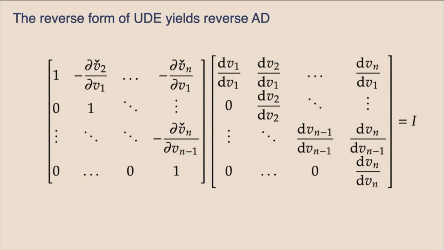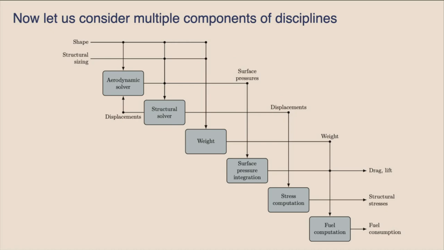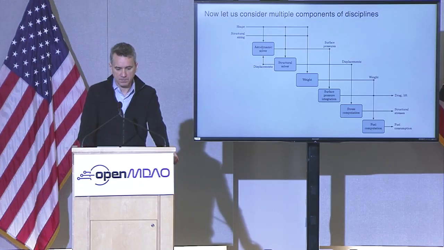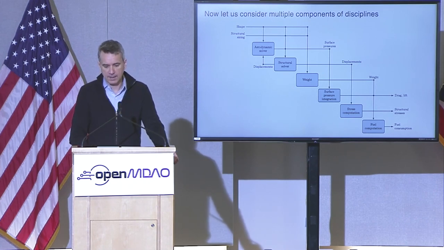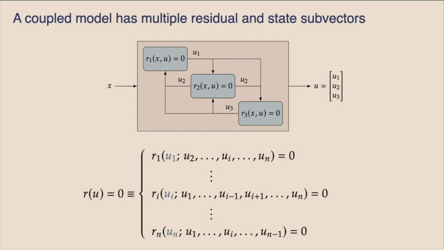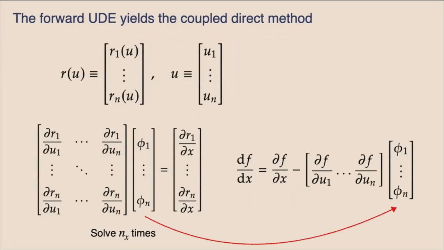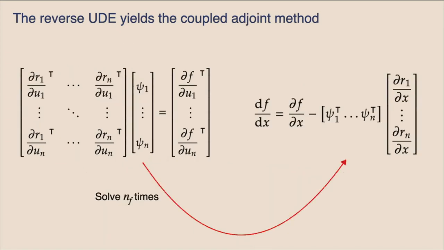Okay, so now we can actually consider multiple components. So this is what's done in OpenMDAO. So we consider multiple disciplines where things are coupled and there's feedback loops and so on. And now what we're doing is concatenating the residual vector. So each component has a vector. Now I concatenate everything. And once we apply the UDE there, now we get the coupled direct method, okay, and then the coupled adjoint. And this coupled adjoint is what I had come up with many years ago, right? You end up with the same equations. So what you're using in OpenMDAO is a coupled direct method or a coupled adjoint.